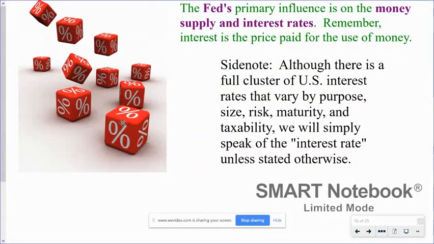Let us continue our discussion of the Fed. From the previous class, the Fed's primary influence is on the money supply and interest rates. Interest is the price paid for the use of money. In the United States, there's actually a huge variety of interest rates. I'm just going to talk about an interest rate in general.